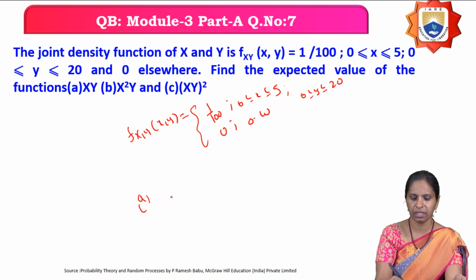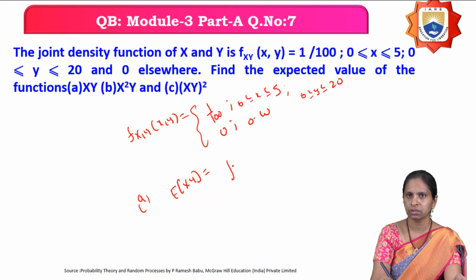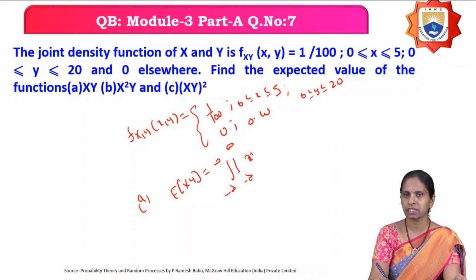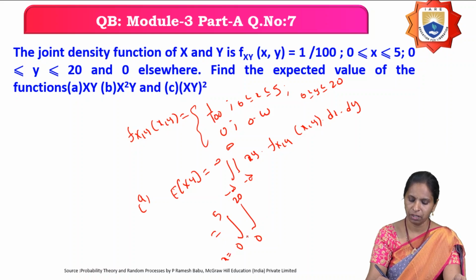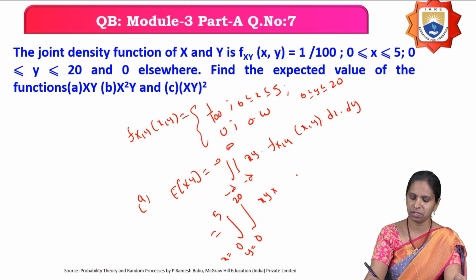So what is the first one you have to calculate? Expected value of the function XY, nothing but E of XY. What is the formula for this? Since you have two random variables, write down the double integral from minus infinity to infinity of xy into f_XY(x, y) dx dy. The limits of x are from 0 to 5 and the limits of y are from 0 to 20. So xy into, in this limit, the density function is 1 by 100, dx dy.